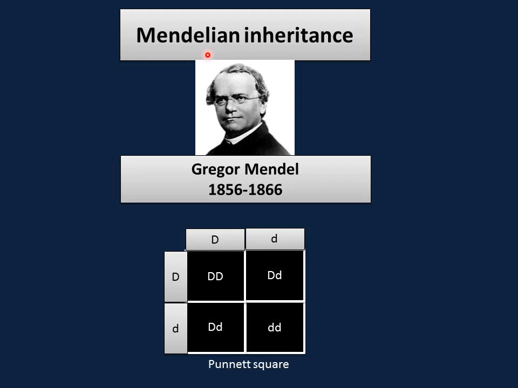Let's start a new section, Mendelian inheritance. This was derived by Gregor Mendel, a monk from Austria. He planted peas in the back of the church between 1856 and 1866. Then he tabulated a Punnett square, and he recognized that the organism has genes, and the genes have alleles. If the alleles are similar, it is known as a homozygous allele. If they are different, they are heterozygous alleles.